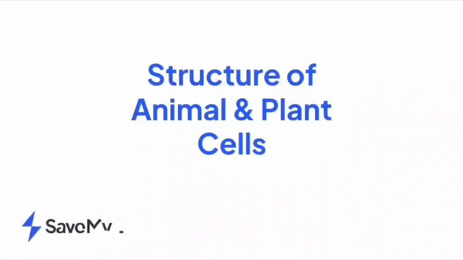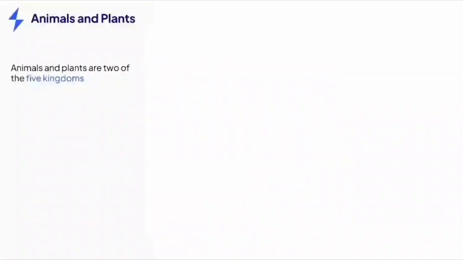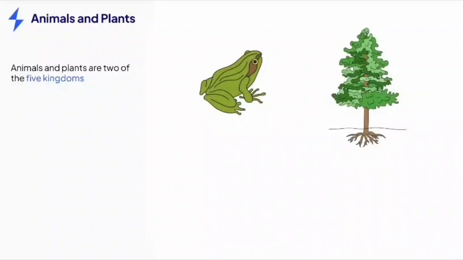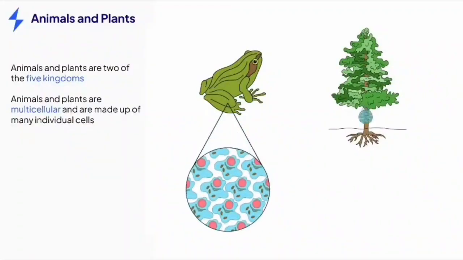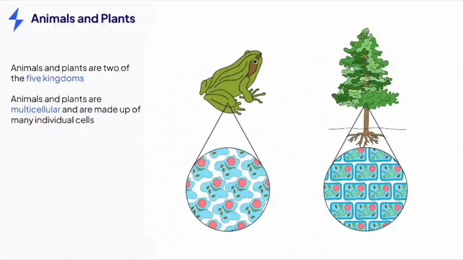This video is on the topic of structure of plant and animal cells and will cover the cellular structures found in each cell type. Animals and plants are two of the 5 kingdoms, along with fungi, protoctists and prokaryotes. They are multicellular organisms, which means that they are made up of many individual cells. Animals are made up of animal cells, while plants are made up of plant cells.